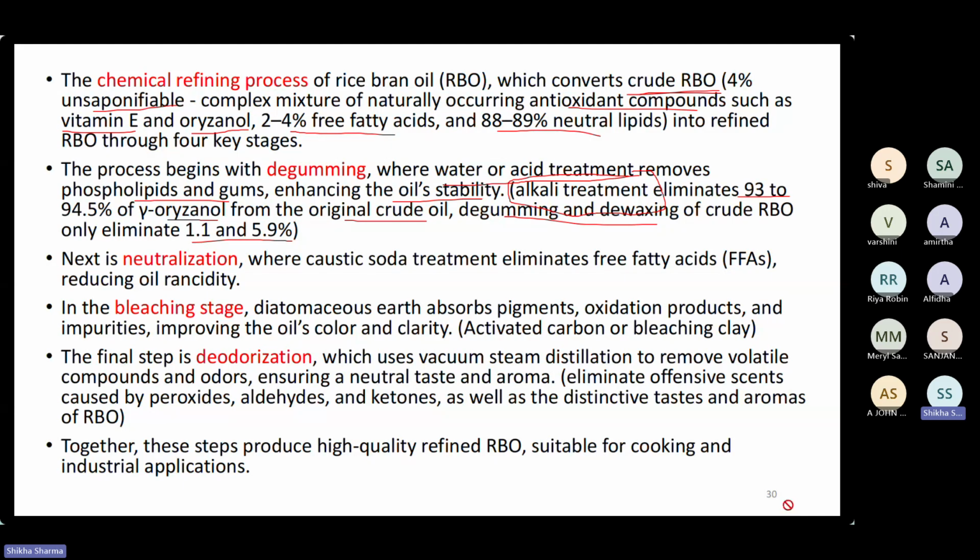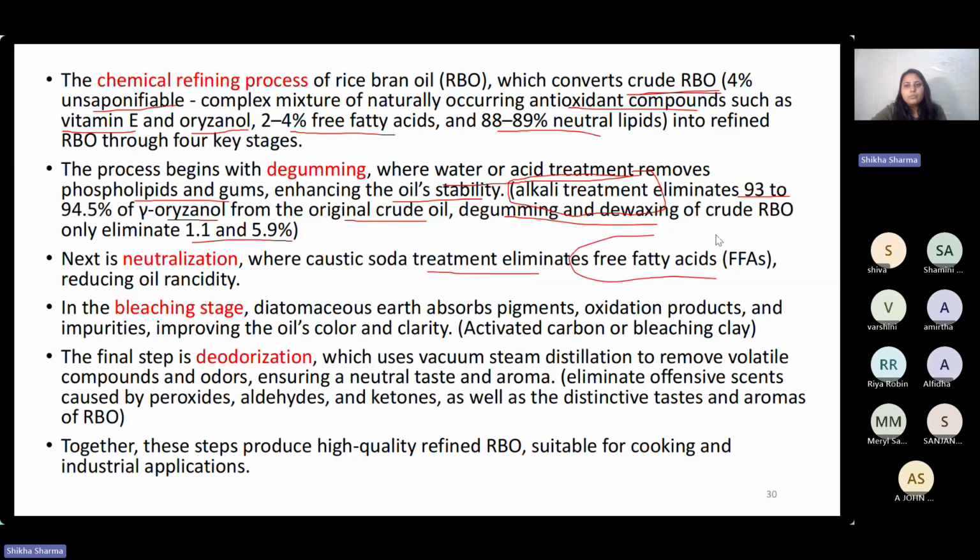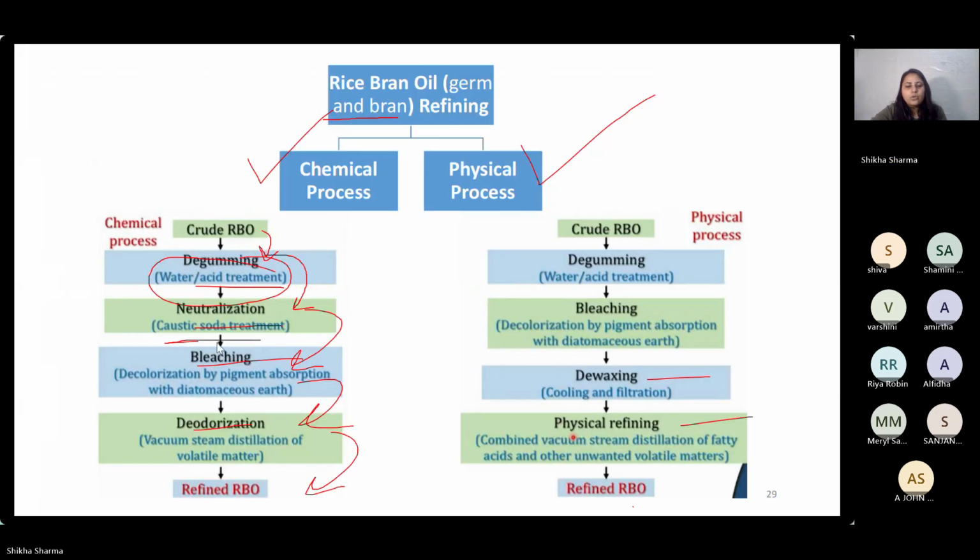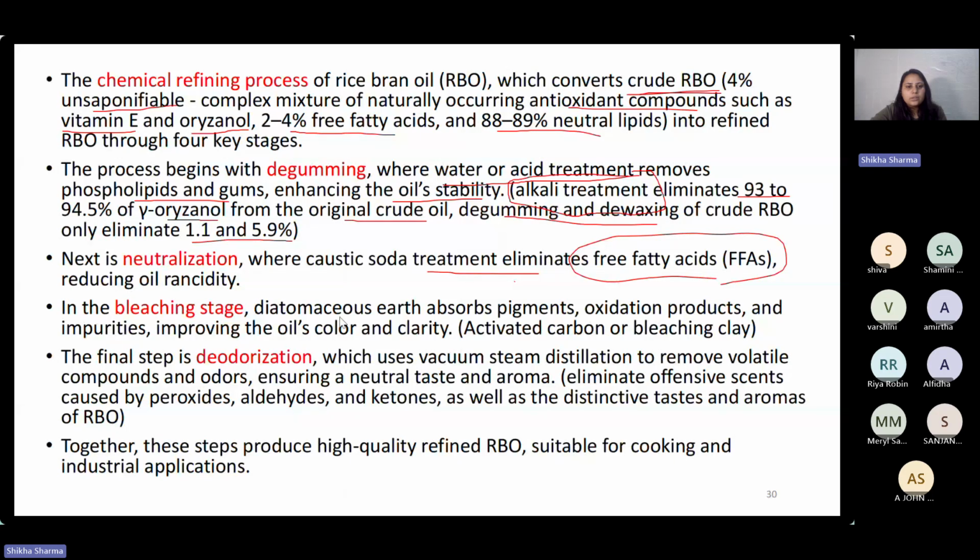Then is the neutralization process. Neutralization means that with caustic soda treatment, the free fatty acids will be eliminated so that the rancidity of the oil can be prevented. Next is the bleaching process. Bleaching is done for the decolorization of the pigments. Diatomaceous earth absorbs pigments, oxidation compounds, or impurities, so that the color of the oil can be improved. Mainly activated carbon or bleaching clays can be used for this.